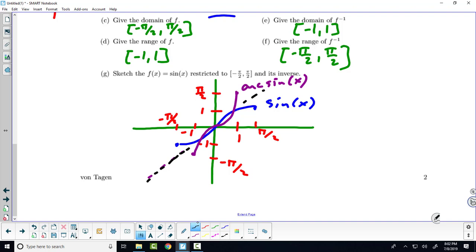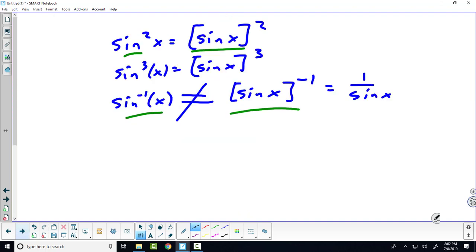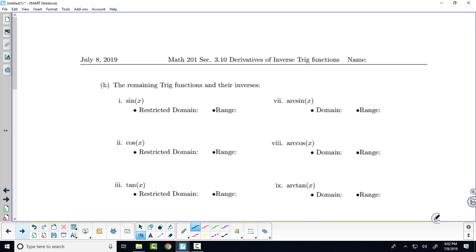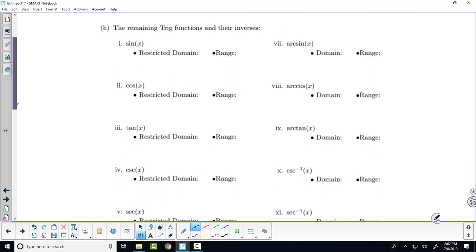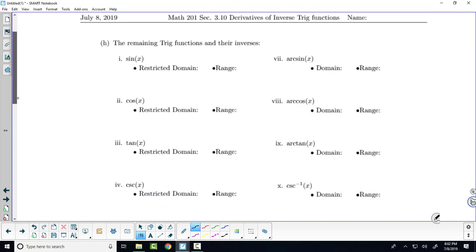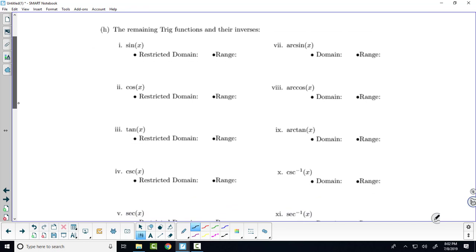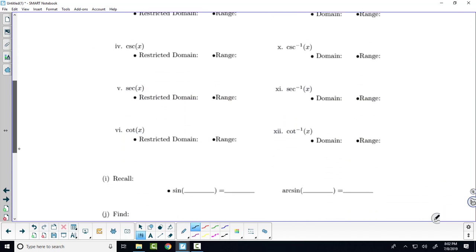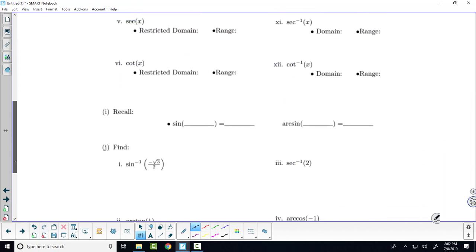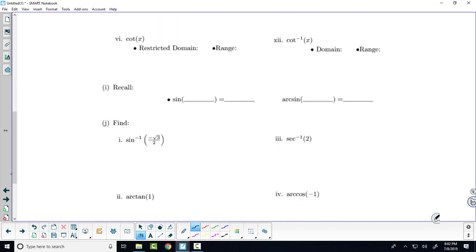Questions on that, folks? Okay. Next page. Okay. Let's come back and fill in these restricted domains here for just a second. We'll catch up with that in just a second.